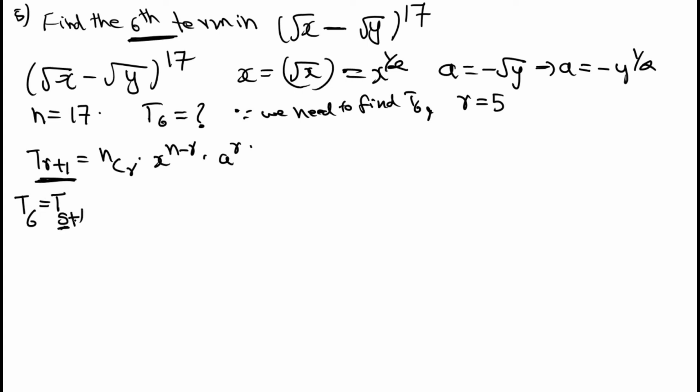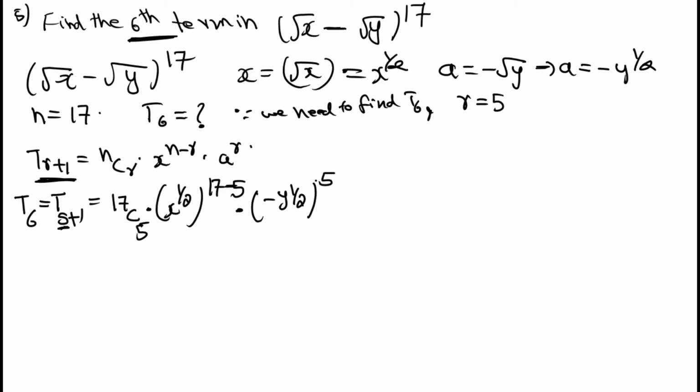Okay, now we can see, right? R value is equal to 5. nCr, n value is equal to 17, C index r value, and r value is equal to 5, into x. X value is x to the power 1 by 2 to the power n minus r, that is 17 minus 5, into a value is equal to minus y to the power 1 by 2 to the power r value equal to 5.